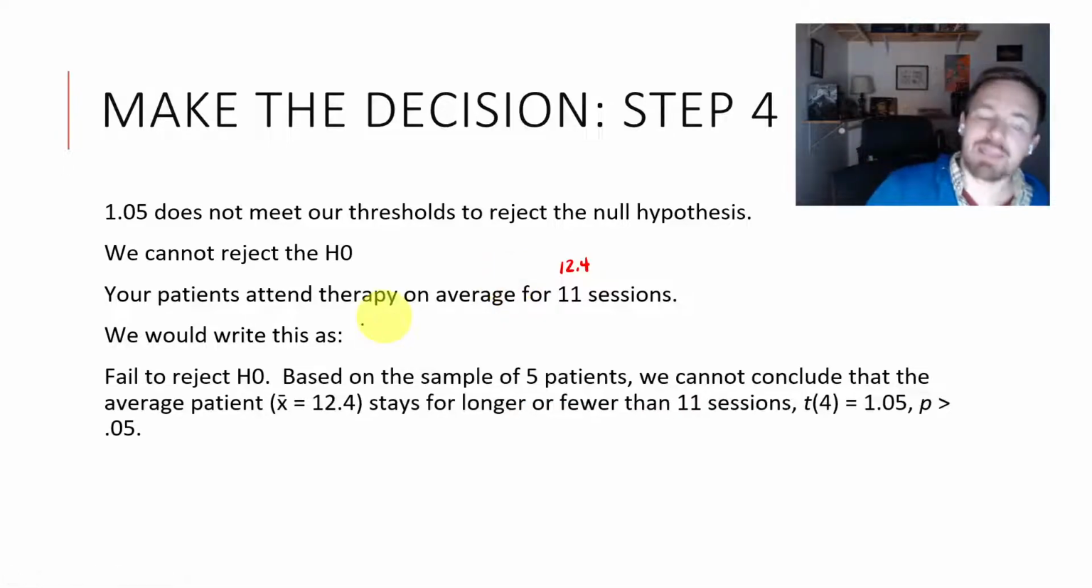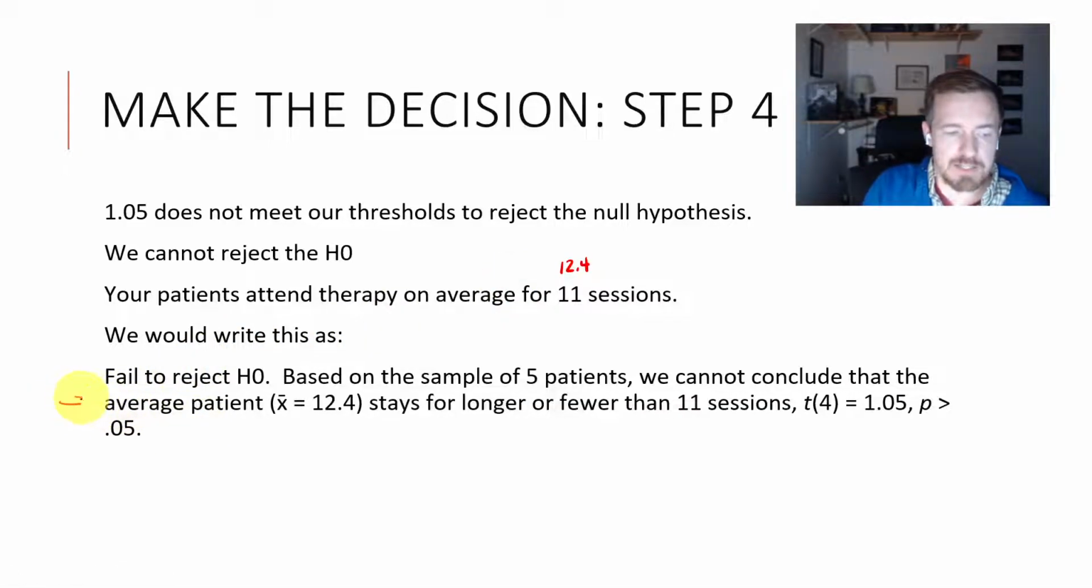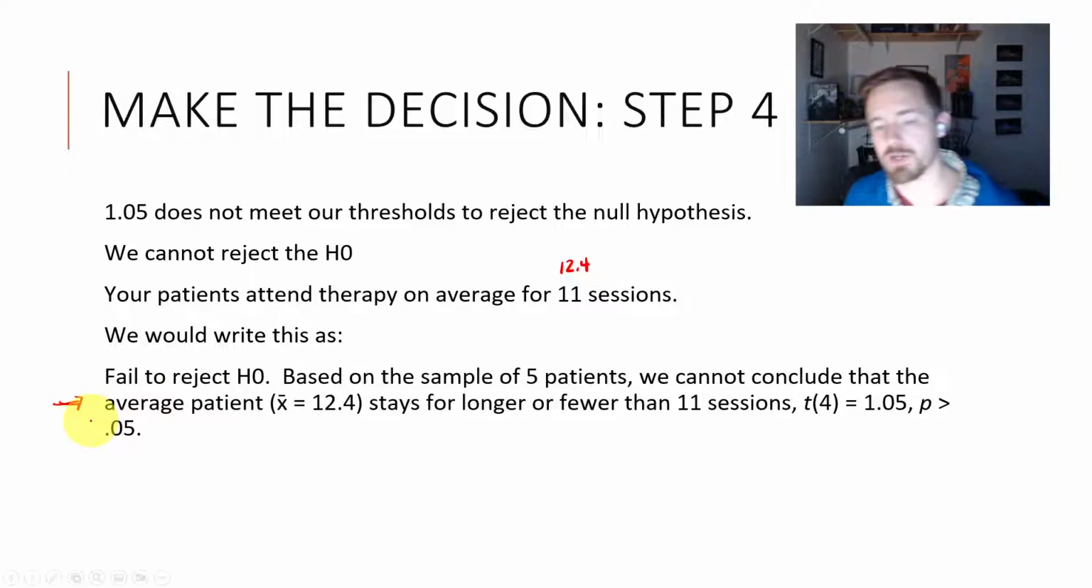The way that we would write that is something kind of like this. And so this might be a good idea to hold on to this kind of language so that whenever you're in Research Methods 2, you can look back over your notes and you can know exactly how to write your results section. So I would say that I fail to reject the null hypothesis. Based on a sample of 5 patients, I can't conclude that the average patient, and then I put the mean values there, stay longer or fewer than 11 sessions. And then that's where I put the statistical notation information.